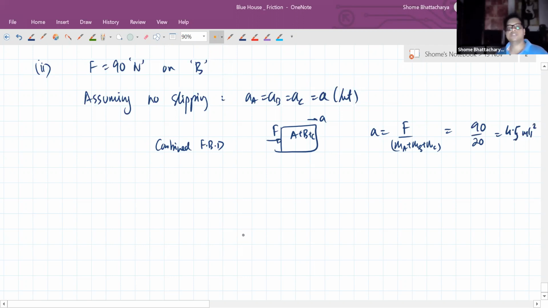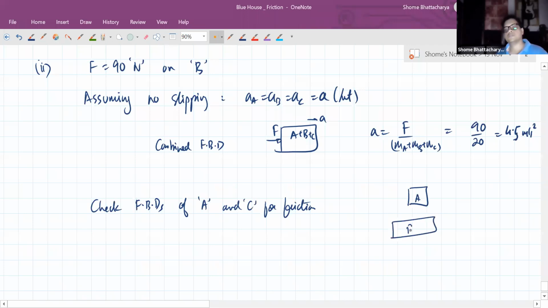Okay. Now check the individual FBDs. So check for A and C for friction. So everything is same, only the values are different, because we are still applying the force on this only, no?